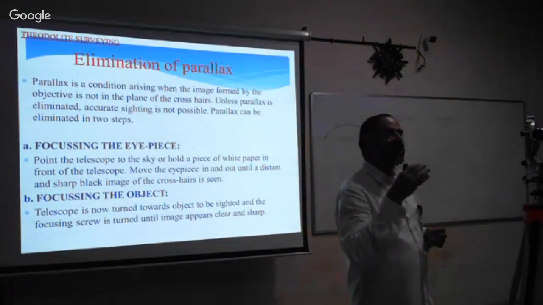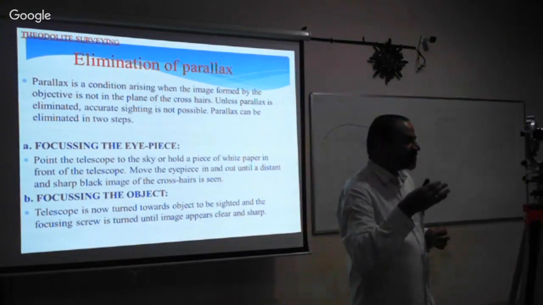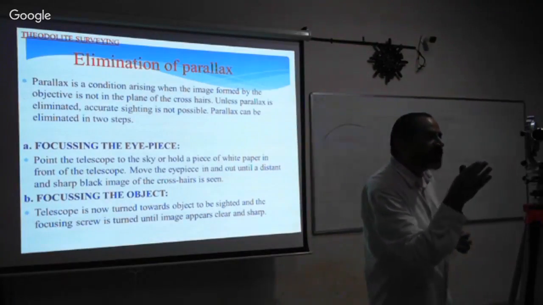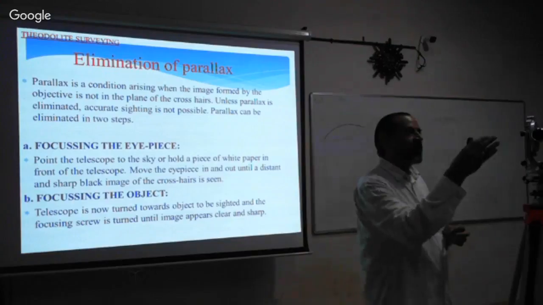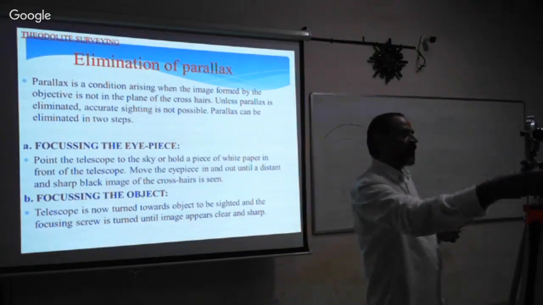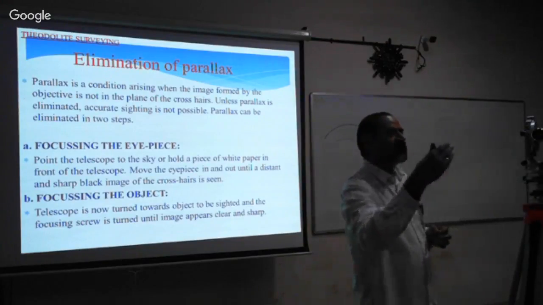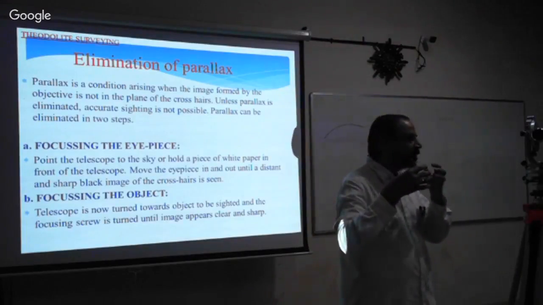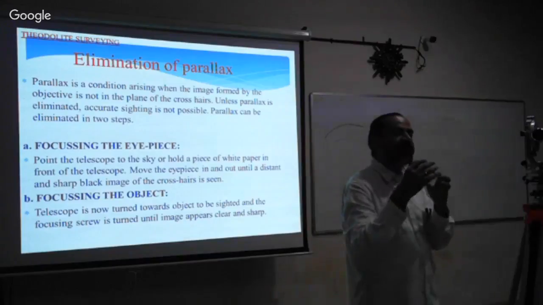Parallax is the apparent image. Exactly, it is not the image seen, it is movement, it is moving. If you bisect some object, that image is moving around. Therefore we have to eliminate that.